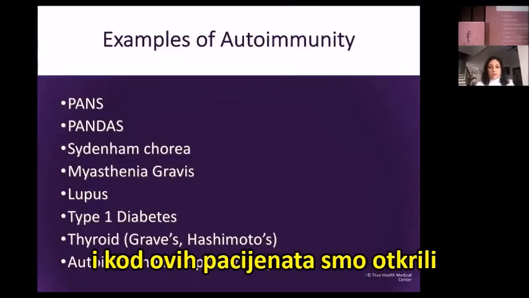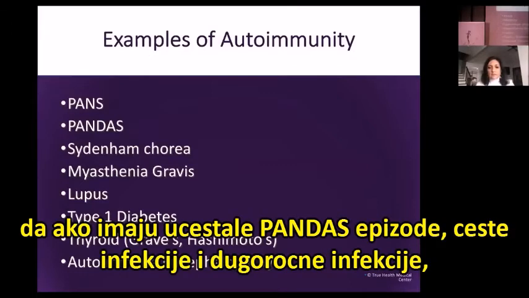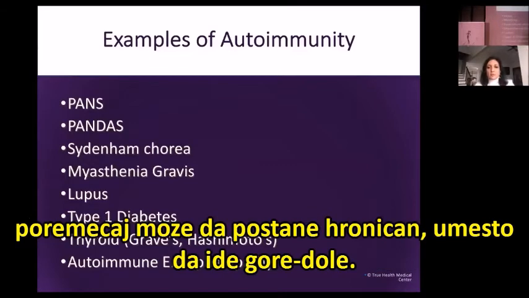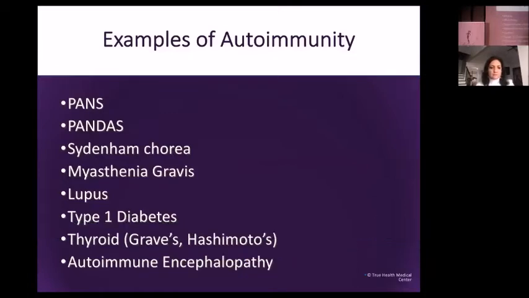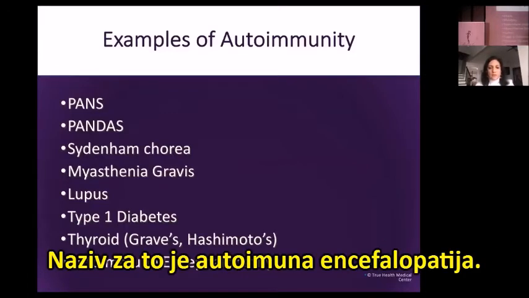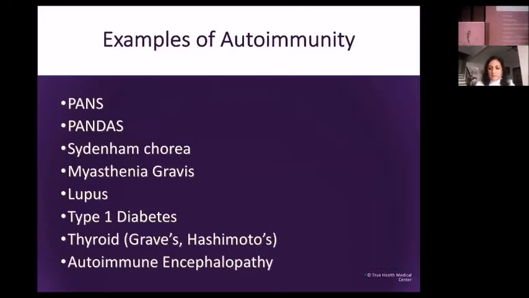And what we find in these patients is that if they have these frequent episodes of PANDAS and frequent infections and ongoing infections, this disorder may become chronic instead of up and down. And the term for that would be autoimmune encephalopathy.